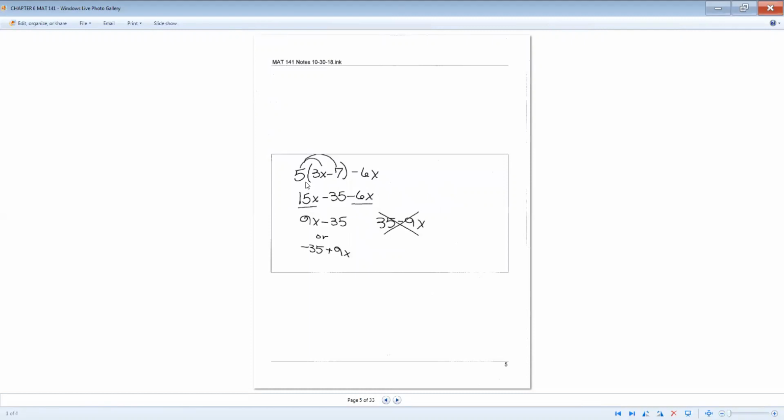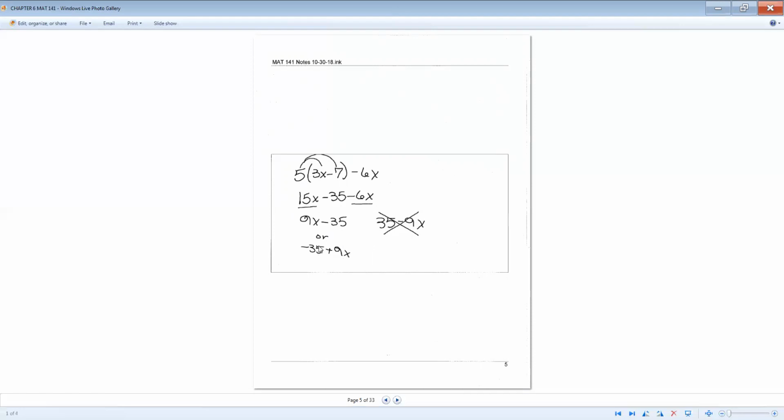If I have the expression 5 times the quantity of 3x minus 7 minus 6x, distribute the 5. 5 times 3x is 15x. 5 times negative 7 is negative 35. Now combine your like terms. 15x minus 6x is 9x. So it'll be 9x minus 35.